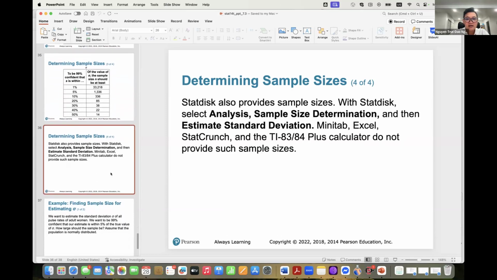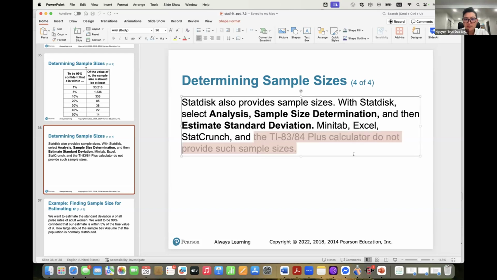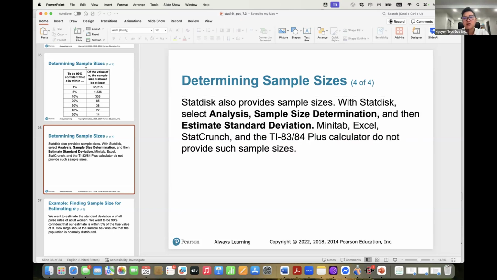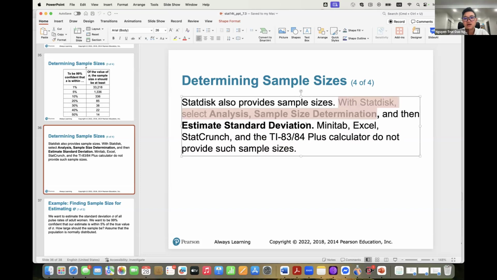And then in this case, with StatDisk, select Analysis, Sample Size Determination, and then Estimate Standard Deviation. You can use it in Excel or the normal calculator. Oh wait, the normal calculator does not provide such sample sizes, so you can just use StatDisk. I've been using that, the TI-84. StatDisk is better.